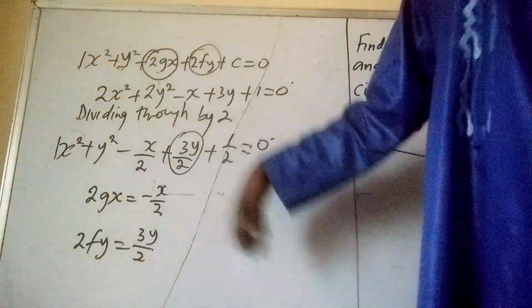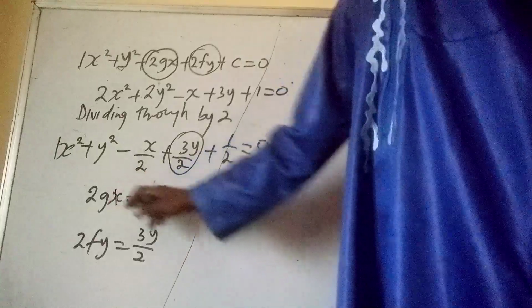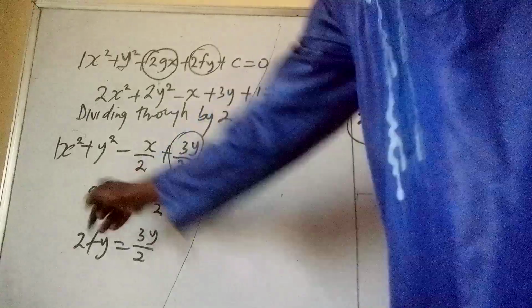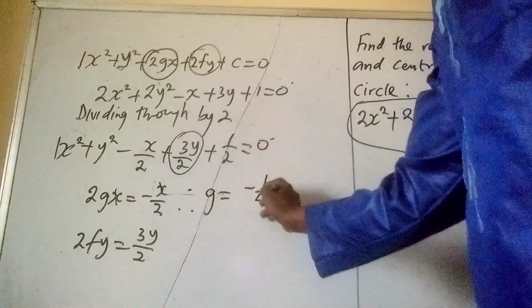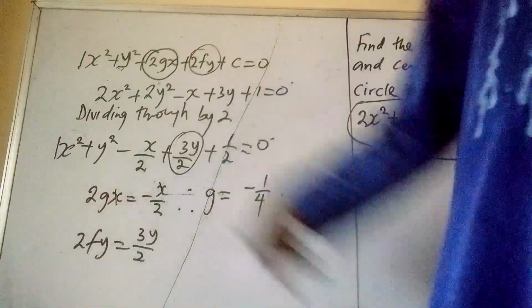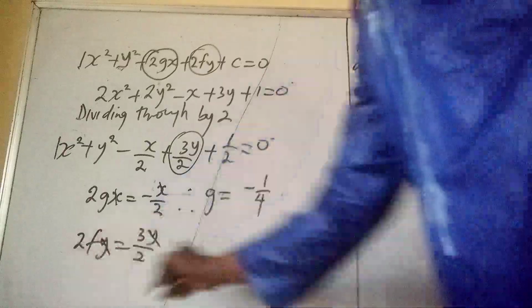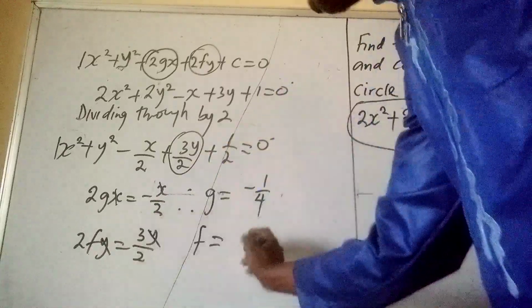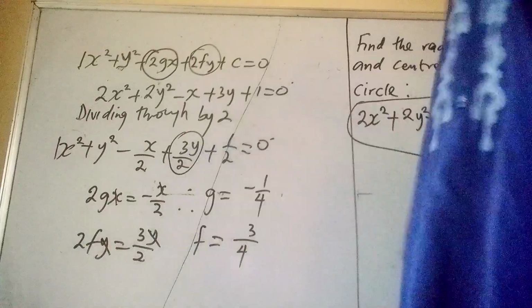Now, look at the two sides of the equal sign. x will cancel x. So from here, what will g be? Making g the subject, g will be equal to minus 1 over 4, dividing both sides by 2. y will cancel y. Making f the subject, f will be equal to 3 over 4, dividing both sides by 2.